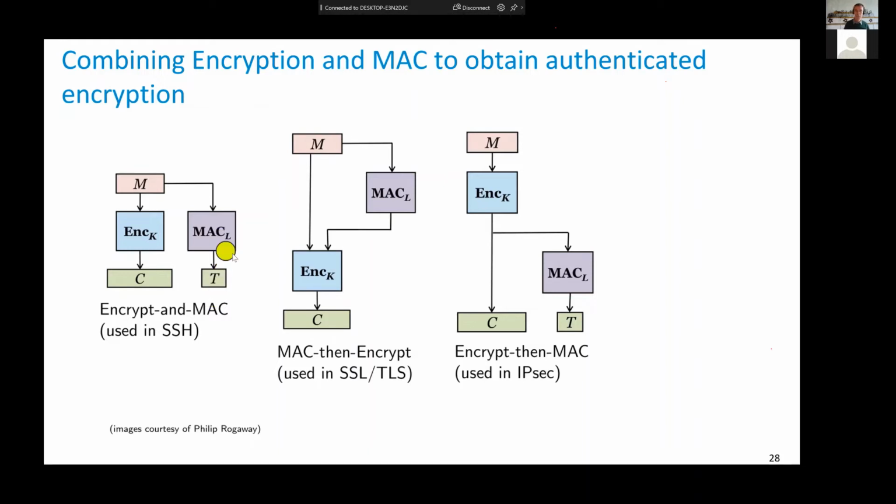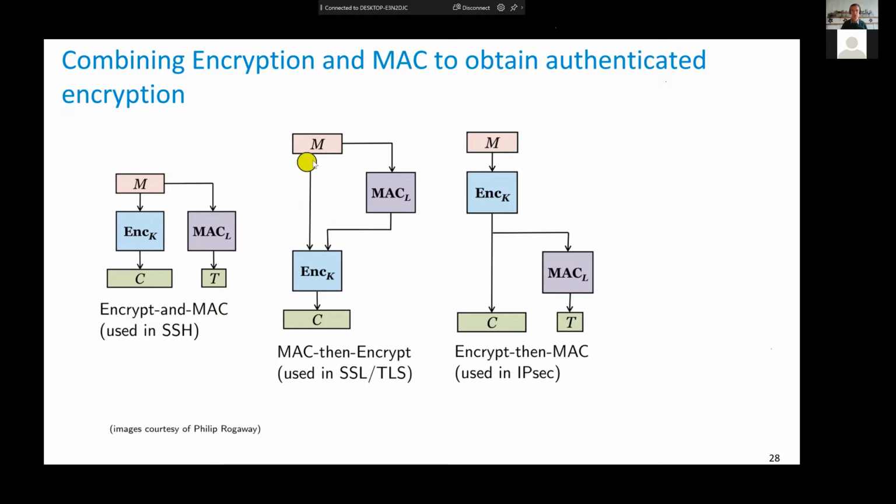The secret key is typically different. Here it's called L and K for the keys of the two systems. So the keys should be different typically. After decrypting the message, I can recompute the tag and verify that the tag is correct. This is what I would do if I use this combination here.